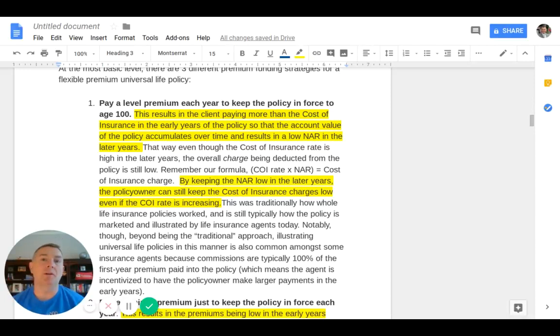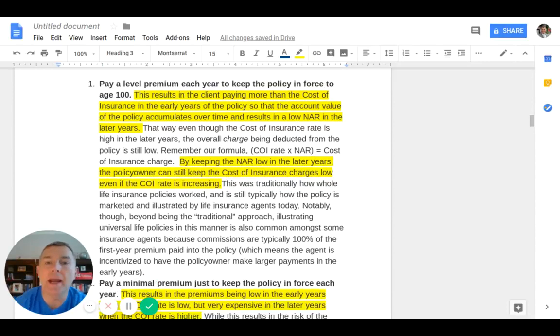I got a $5 million death benefit, $3 million is my own cash, the insurance company's got to come up with $2 million to make my spouse whole. That way, even though the cost of insurance rate is higher in the later years, the overall charge being deducted from the policy is still low. Remember our formula: cost of insurance rate times net amount at risk equals cost of insurance charge. By keeping the NAR low in the later years, the policy owner can still keep the cost of insurance charges low, even though the COI rate is increasing.